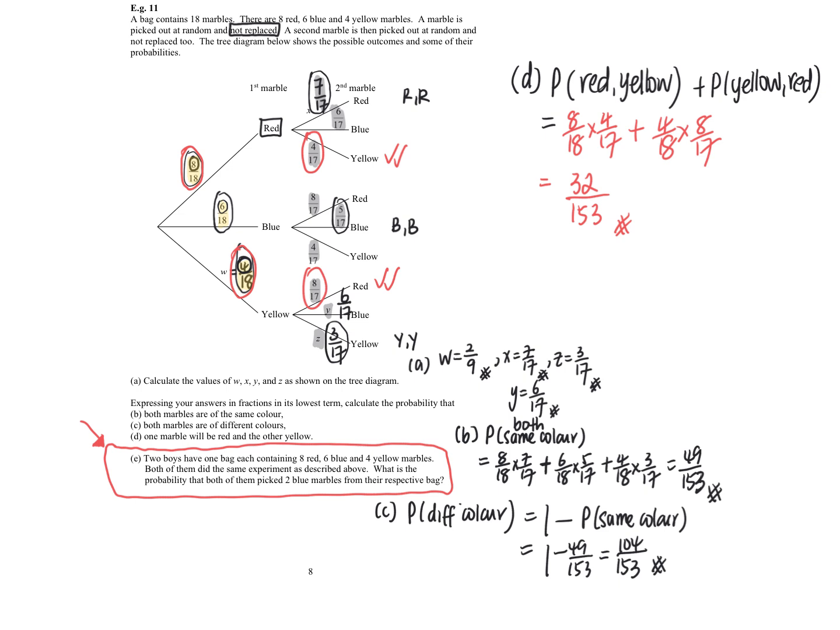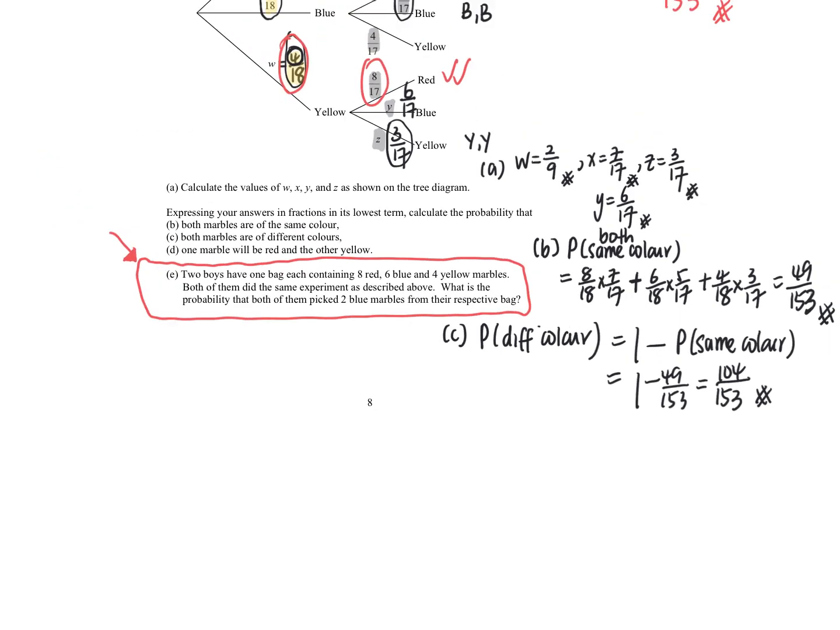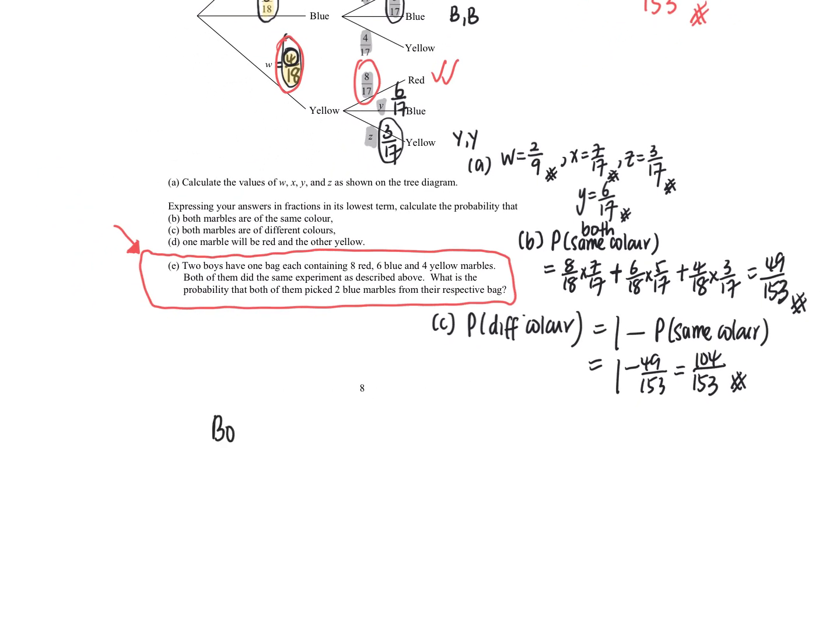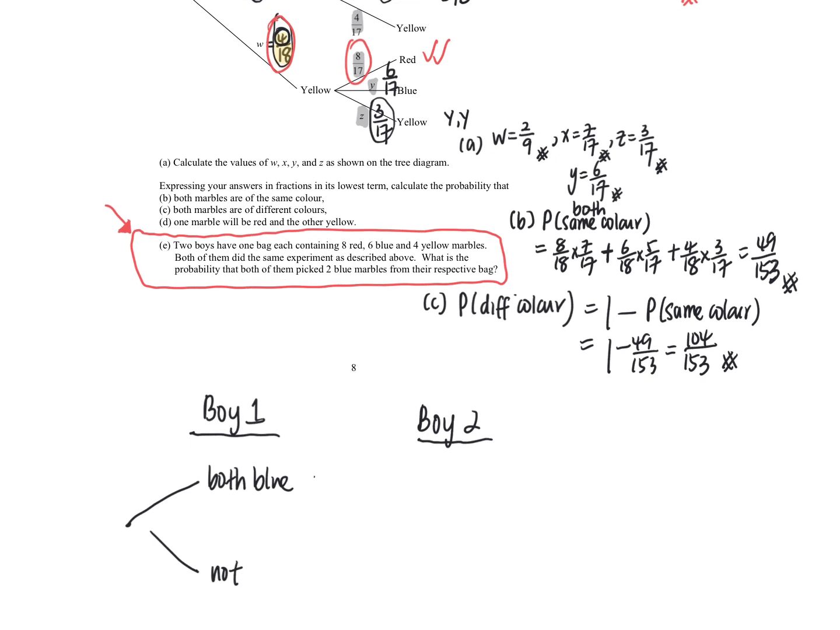Okay, let's go to 12. About this one, right? 2 boys. Okay, if I have boy 1, boy 2, both blue. Okay, not. Okay, both blue.